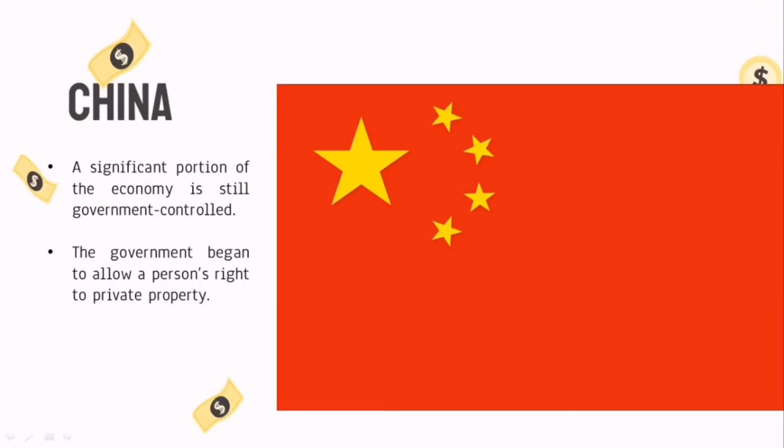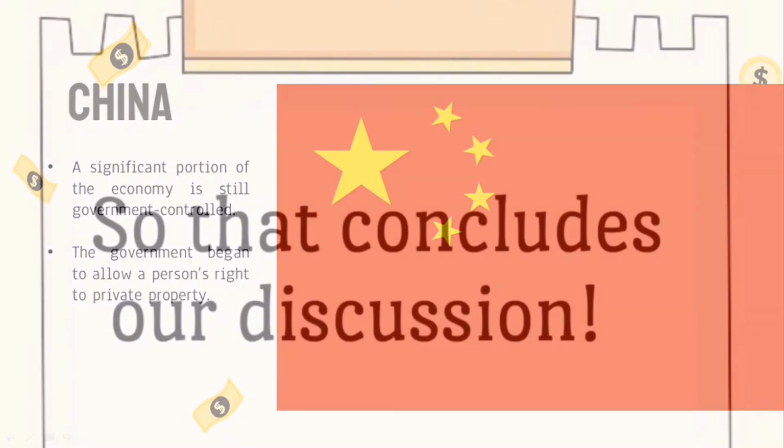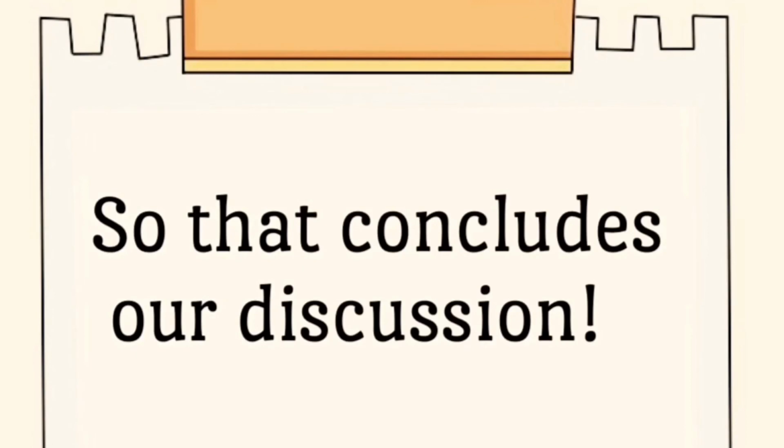And lastly, we have China. In China, a significant proportion of the Chinese economy is still government-controlled. China transitioned from a socialist economy to a socialist market economy. Around 2004, the government began to allow a person's right to private property. So that concludes our discussion.